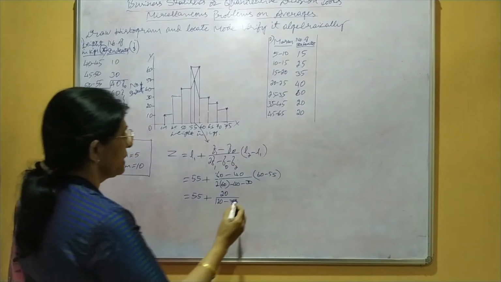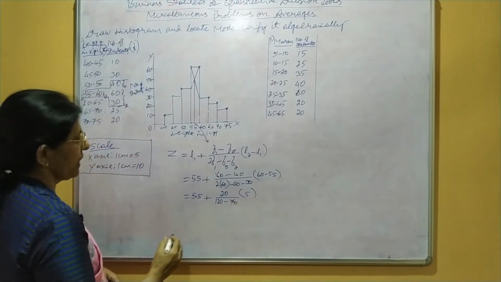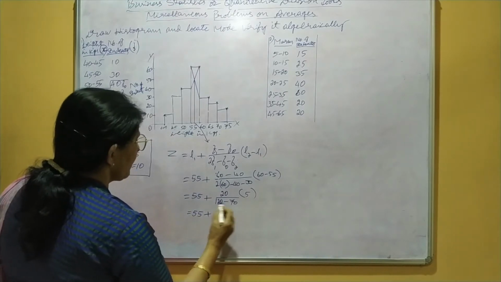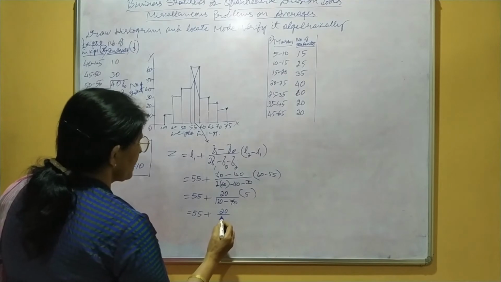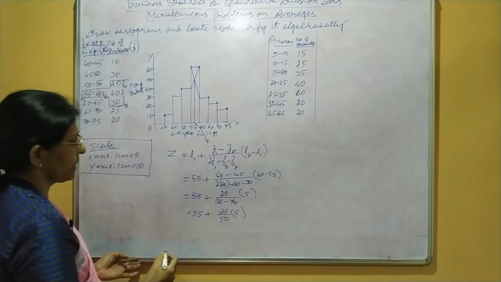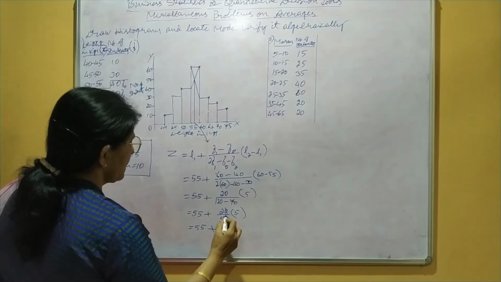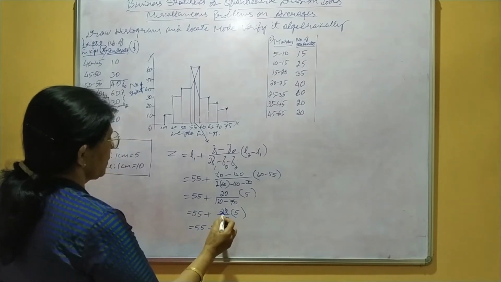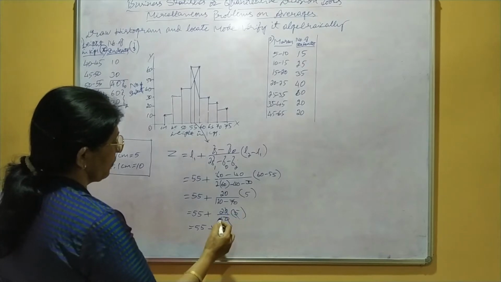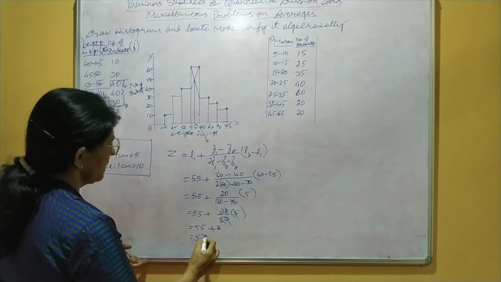Equals 55 plus 60 minus 40, 20, divided by 2 into 60, 120, minus 40 and minus 30, 70, into 60 minus 55, 5. Equals 55 plus 20 divided by 120 minus 70, 50, into 5. Okay, equals 55 plus 2 into 5, 10, or you may cancel 5 and 5, remaining 2, equals 57.